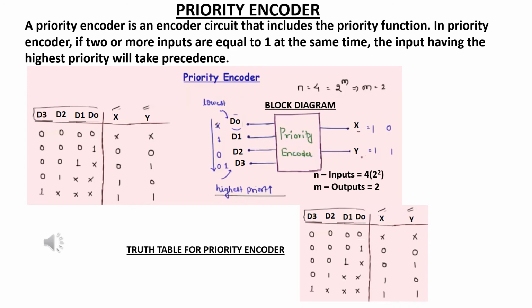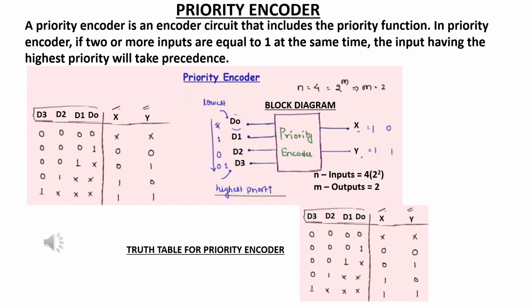We can consider the block diagram of this priority encoder. In the block diagram, I am considering 4 inputs. Inputs are 4, which means 2 power 2 is the input order, so 2 outputs are obtained in this priority encoder. We are considering the inputs as D0, D1, D2 and D3, and the outputs are taken as X and Y. On the input side, I am going to set a priority order for all the inputs. D0 is taken as the lowest priority and D3 is taken as the highest priority. So the priority order increases from D0 to D3.